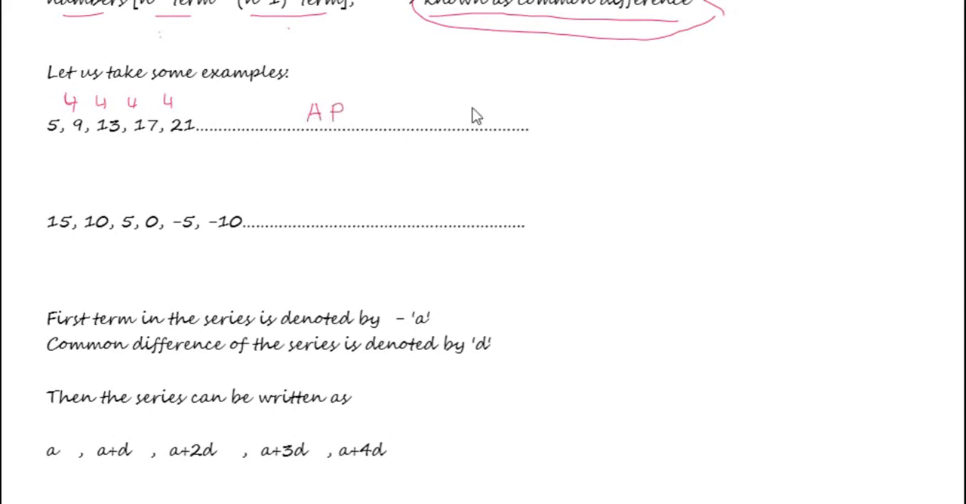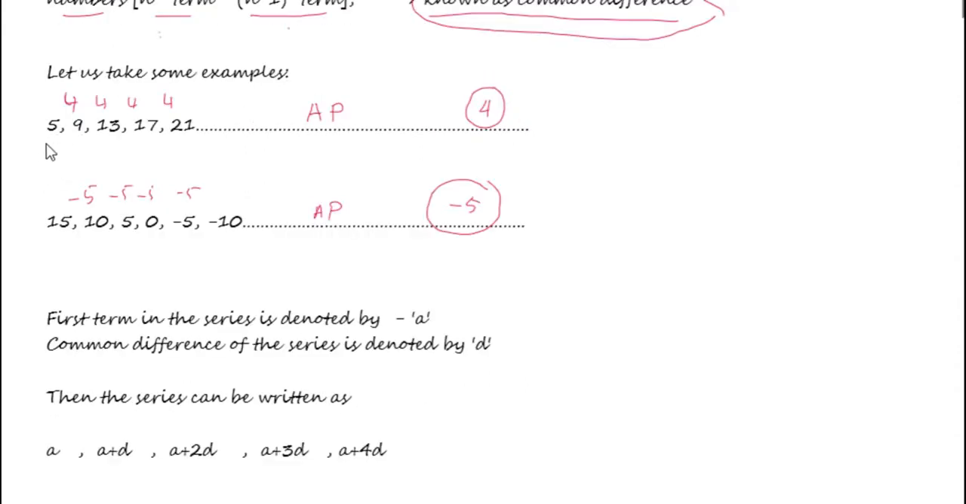The difference is 4. In this case, 10 minus 15 is minus 5, 5 minus 10 is minus 5, 0 minus 5 is minus 5, all these are minus 5. So here also the difference between successive numbers is minus 5. So this is also an AP. The difference need not always be plus. It can be minus. That doesn't matter. Plus or minus does not matter.